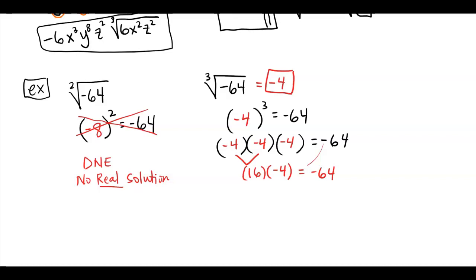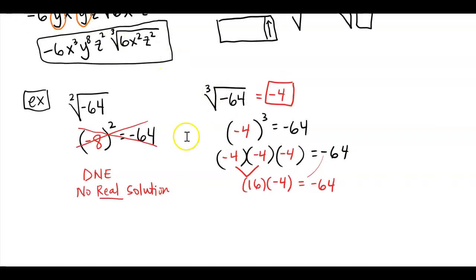But your calculators, they'll give you some kind of weird error. If you try to put the square root of negative 64 in, sometimes it'll say domain error, or just error, depending on your calculator, but it'll give you some kind of an error saying that's not possible because it doesn't exist. But when you put the cubed root of negative 64 in, you will get negative 4.